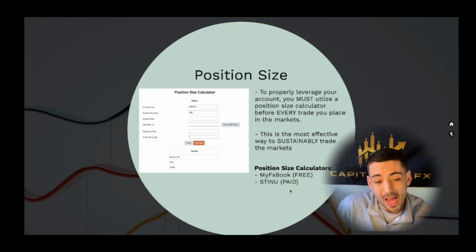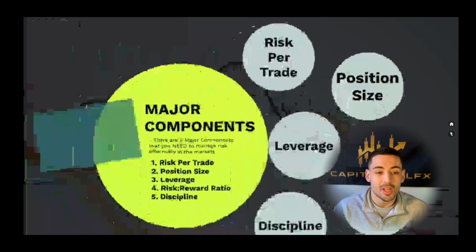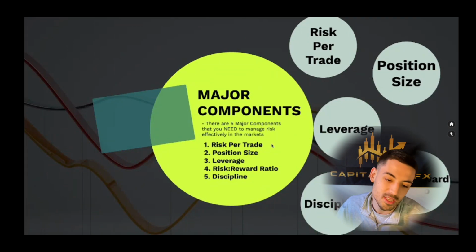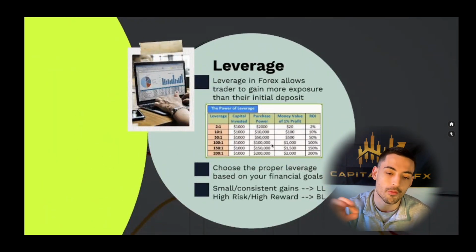So you need to have the effective and correct position size to sustainably trade the markets, and this is where a position size calculator comes in and helps you. So we went over risk per trade. We went over position size. The next is leverage. A lot of people don't understand leverage, so I'm going to break it down for you.